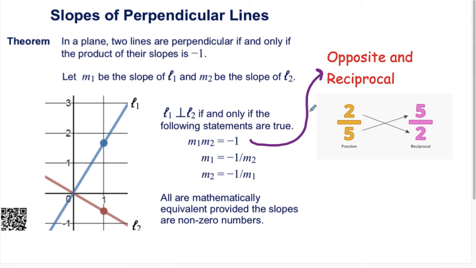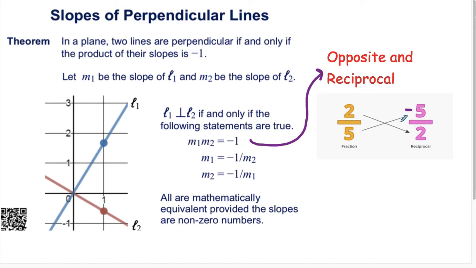Opposite means the opposite sign. So if one is positive, the other one's negative. And reciprocal means to flip the fraction. So if the fraction is 2/5, then its reciprocal is 5/2. So therefore, the opposite reciprocal of 2/5 is -5/2.